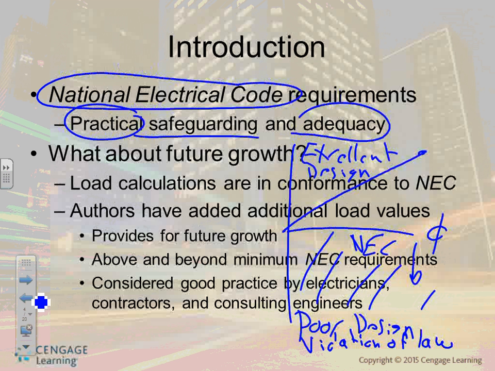Now, if your design is excellent, what do you need to do? Go above and beyond the law. So if the NEC code book allows you to put 10 receptacles in a circuit, would you put 10 receptacles in a circuit? No. That's what the engineers do. If they allow you to put 10 receptacles in a circuit, they end up putting 7 receptacles in a circuit. Allow 3 for future. That's where you become in the excellent area.